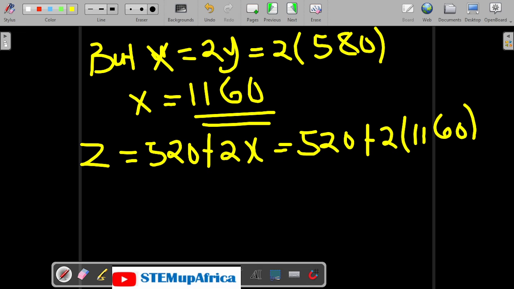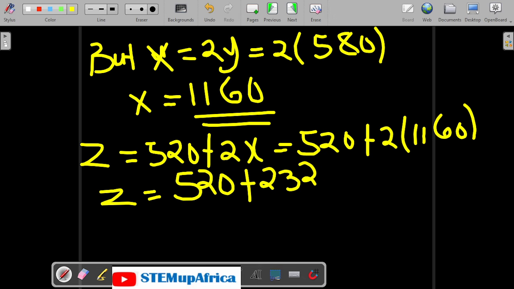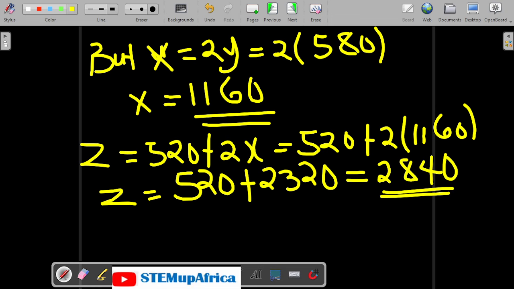1160. So z will now be 520 plus... let's multiply 1160 by 2. That will give us 2320. Let's add it to 520. I'm going to have 2840. So this is now the number of men that took part in the competition.